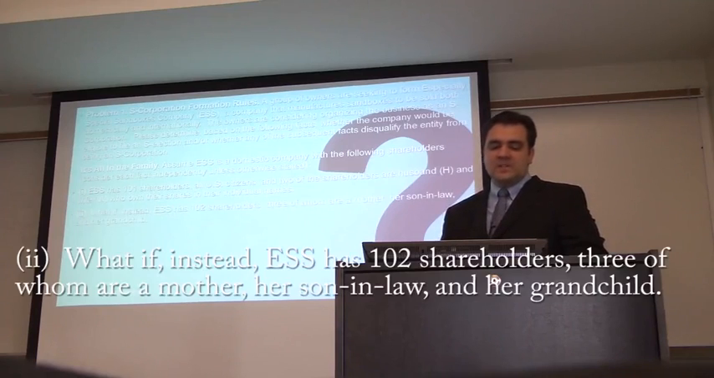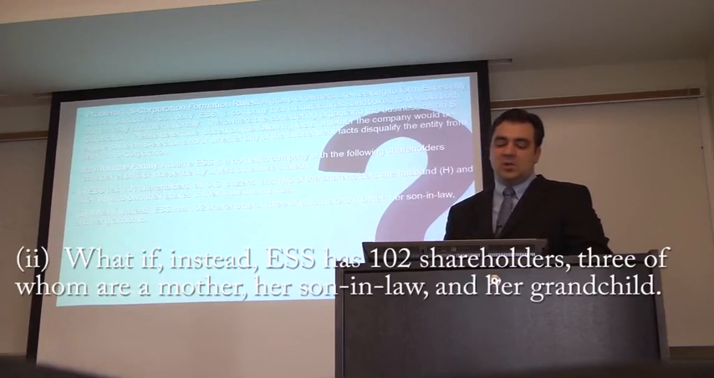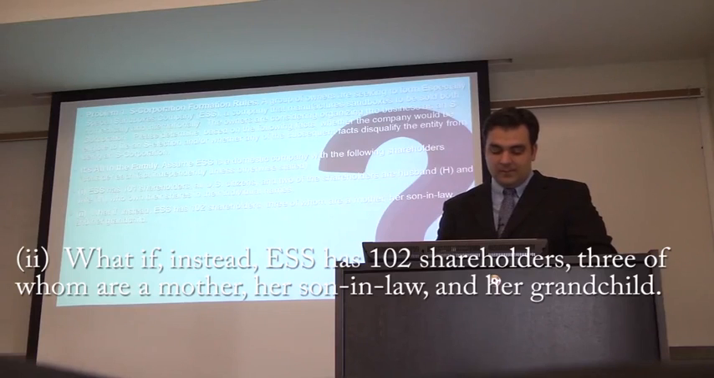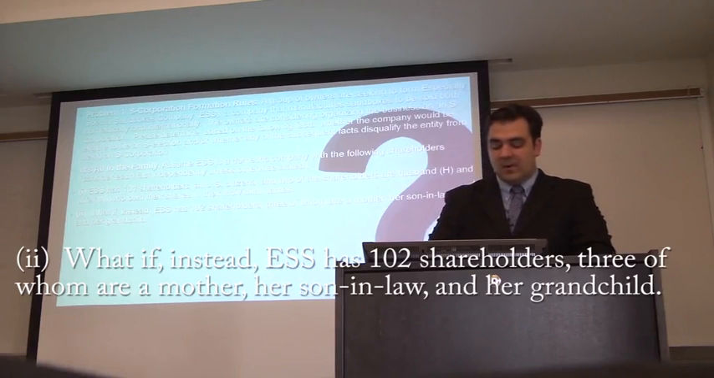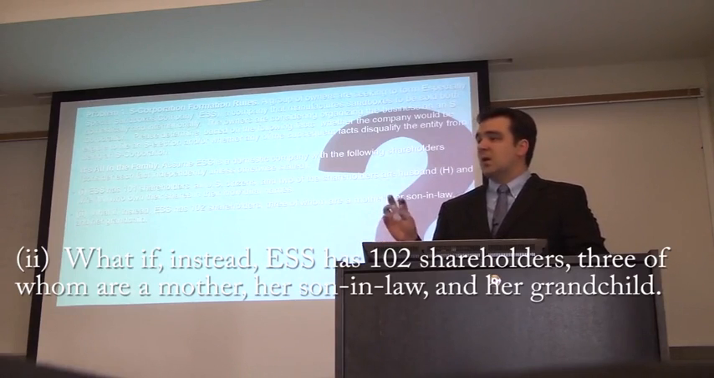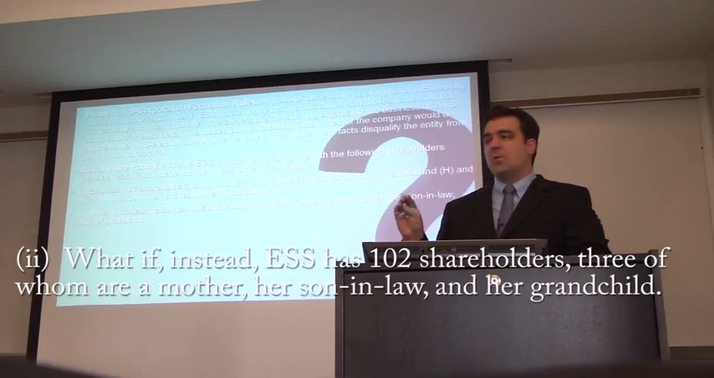Now 2, what if instead S has 102 shareholders, 3 of whom are a mother, her son-in-law, and her grandchild? So now the question is, how far do the family attribution rules go? And so the mother and her grandchild are one shareholder, and the son-in-law is also a member of the family by virtue of being a spouse of a descendant. So this actually brings all 3 of these people in as one shareholder.